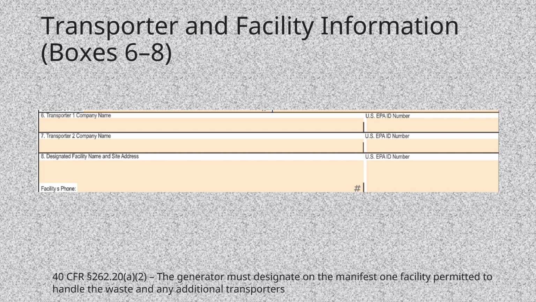Next, boxes 6 through 8 record transportation and receiving facility details. Box 6 and Box 7 list the names and EPA ID numbers of the transporters handling the shipment. If more than one transporter is used, the second is entered in Box 7. Box 8 identifies the designated facility, including its EPA ID number and full address. This is where the waste will be treated, stored, or disposed of. The information here ensures cradle-to-grave tracking under the Resource Conservation and Recovery Act.